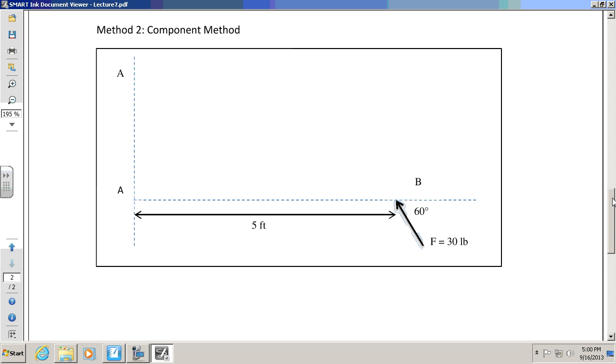All right. So how do we do the component method? Well, same idea here. The moment is equal to force times distance. But here's what we're going to do. I'm going to take that 30-pound force at a 60-degree angle and break it up into two components. I'm going to have a pure vertical component and a pure horizontal component. Or if you label it, an X component and a Y component.